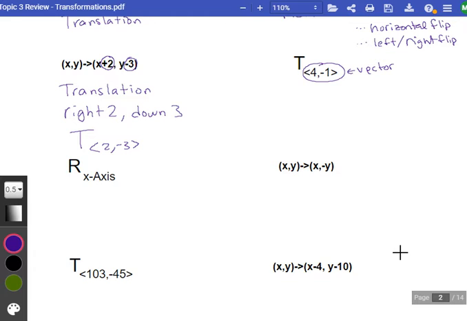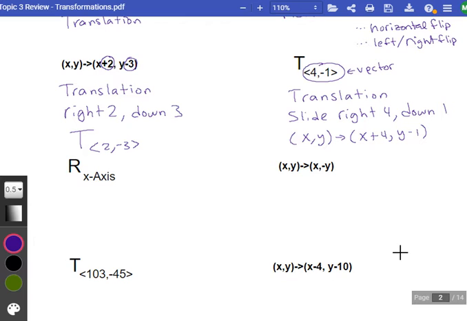Okay, so this is going to be a translation. Okay, so it's gonna slide positive 4 means it's gonna slide right 4. Minus 1 for the y means it's gonna be down 1. Okay. In terms of the rule, if we want to write that the rule, that means we'll have x plus 4, y minus 1.